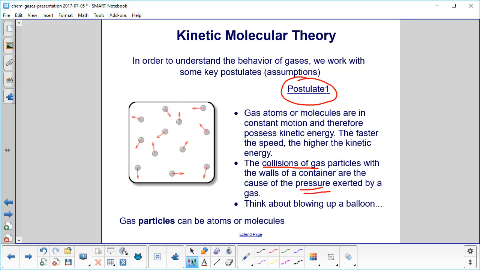Think about blowing up a balloon. What you're doing there is putting energy into the system. The gas particles move around a lot quicker. They exert pressure on the balloon and it expands. Gas particles can be either atoms or molecules.